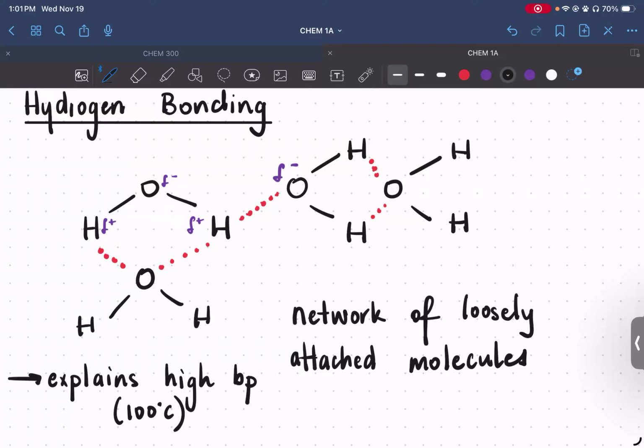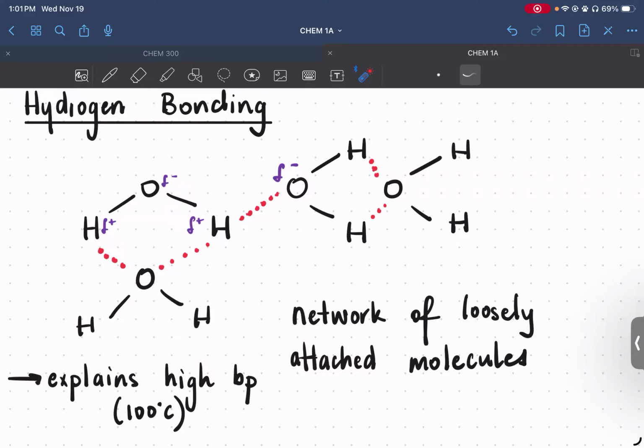So when I heat up water, I'm thinking, okay, I got to boil this. I got to break every single one of these network connections. And that's why the boiling point of water is so high. Because you're not just breaking a single water molecule, you're breaking that infinite network.